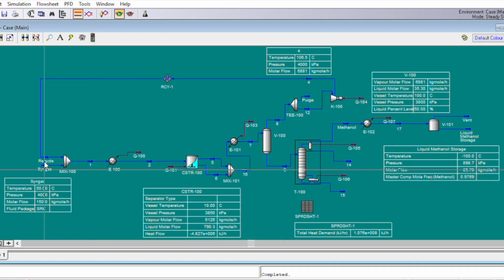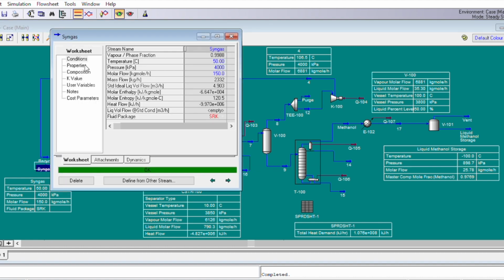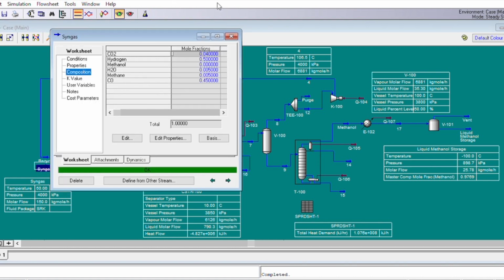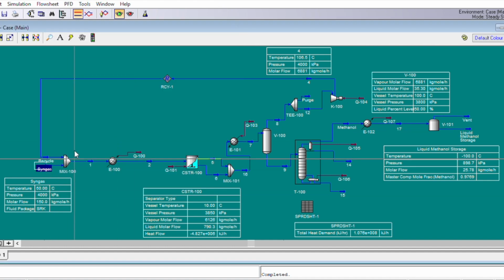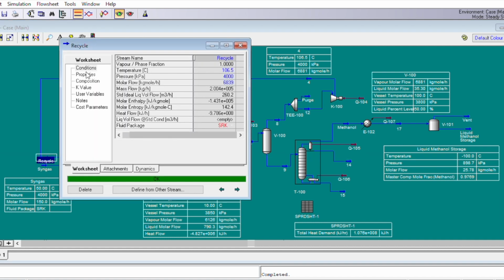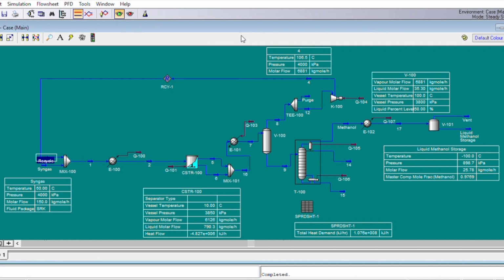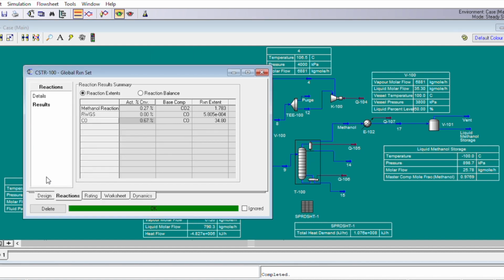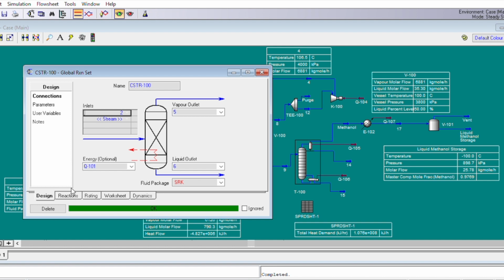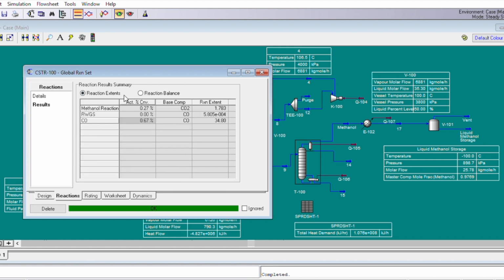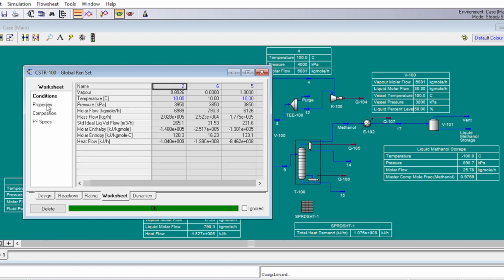Here you can see the syngas. We key in all the compositions we need for the syngas, and then we put it into the mixer. This one is the recycle stream. In the beginning we just assume the information we need. After that we go to the cooler, and we cool the temperature to 10 degrees Celsius. Then we go into the CSTR reactor. Here you can see we have successfully converted the 3 reactions. This is the result, and we can also see the composition.